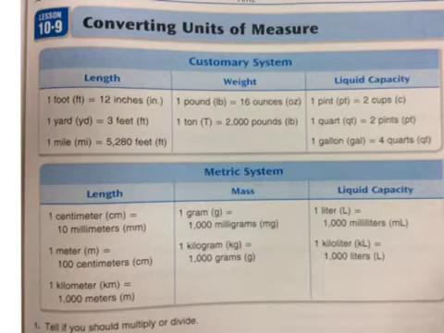Weight. 1 pound is 16 ounces. So a quarter pound must be 4 ounces. A quarter pound, 4 ounces, because it's a quarter of 16. 1 ton. A baby elephant. 2,000 pounds. And here we have liquid capacity. 1 pint is 2 cups. 1 quart comes from the word quarter. Okay? 1 quart is 2 pints, so 2 of these. And 1 gallon is 4 quarts.